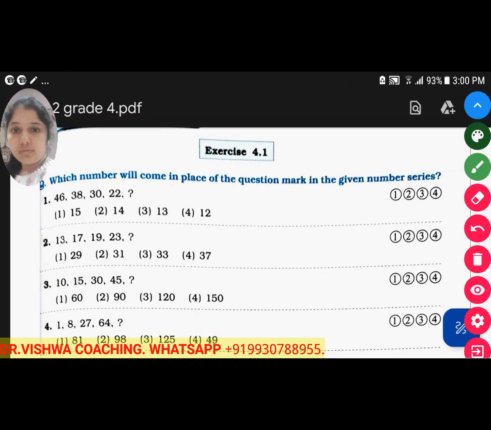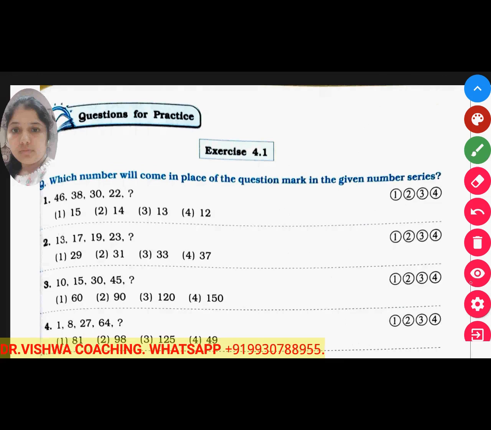In the practice exercise, our very first question is based on numbers only, where the numbers are given in a particular series and we have to find the next number in the series. Now see, if you look carefully, the first question: 46, 38, 30, 22, and the next number is asked. Minus 8 from 46 gives us 38, minus 8 from 38 gives us 30, minus 8 from 30 gives 22. So 22 minus 8 is your answer. So what is 22 minus 8? 14 is your answer.